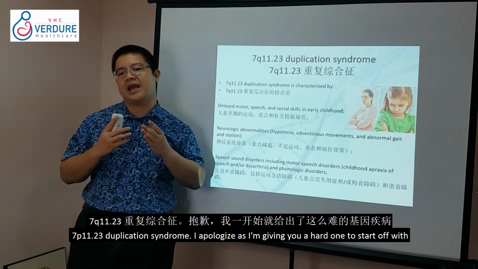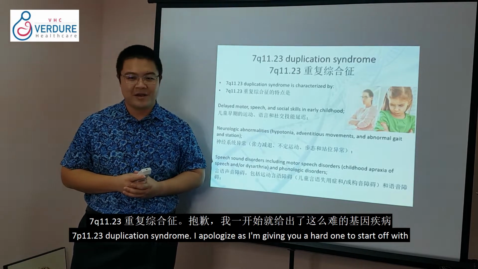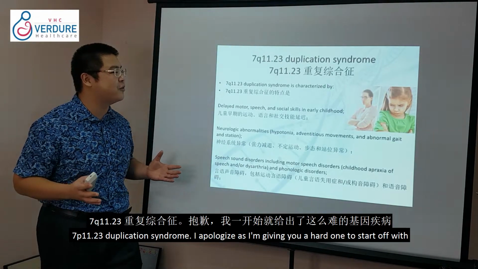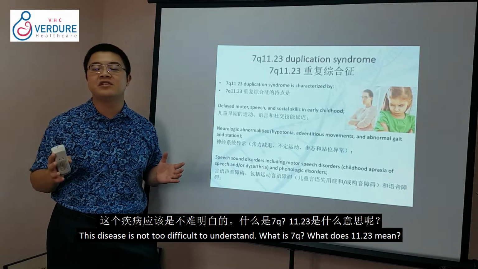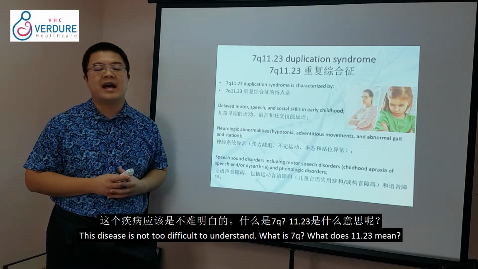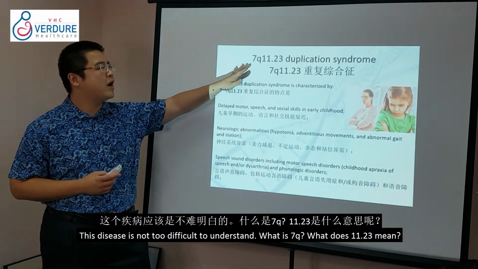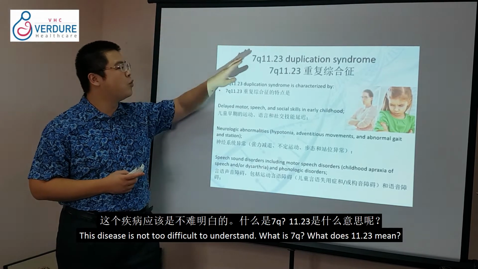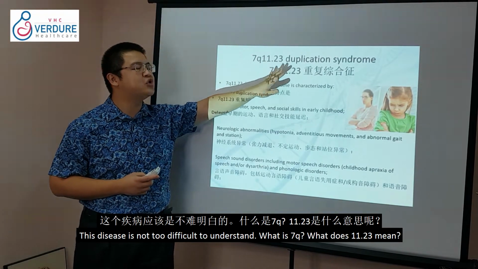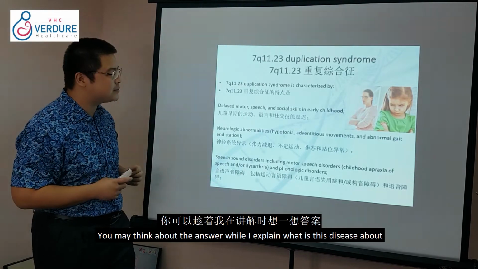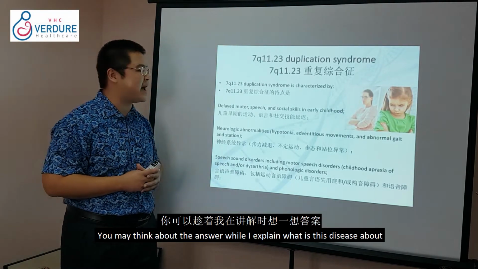So this is it, 7q11.23 duplication syndrome. I do apologize in advance, I've given you a hard one to start off with, but this disease is not too difficult to understand. Let me give you a little test. What is 7q and what does 11.23 mean? Have a think about those while I explain what this disease is about.